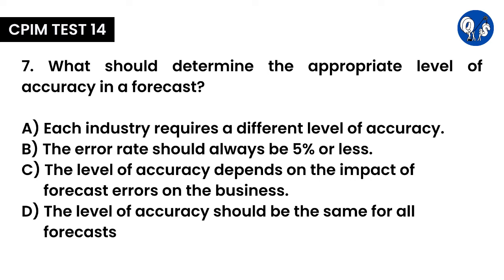The level of accuracy should be determined by how forecast errors affect business decisions and costs. Higher accuracy requires more effort and expense, so it must be justified by the consequences of inaccuracies.